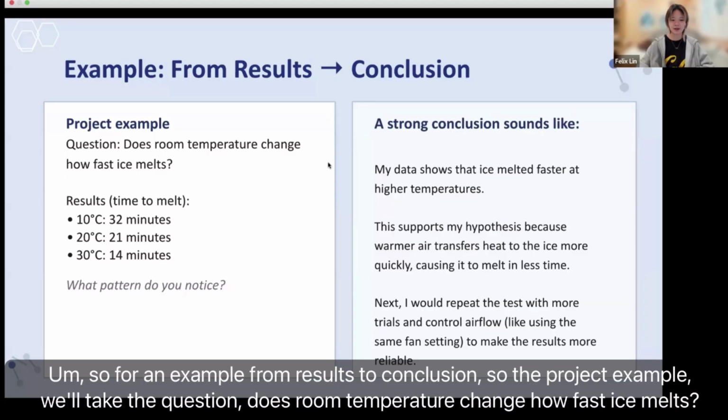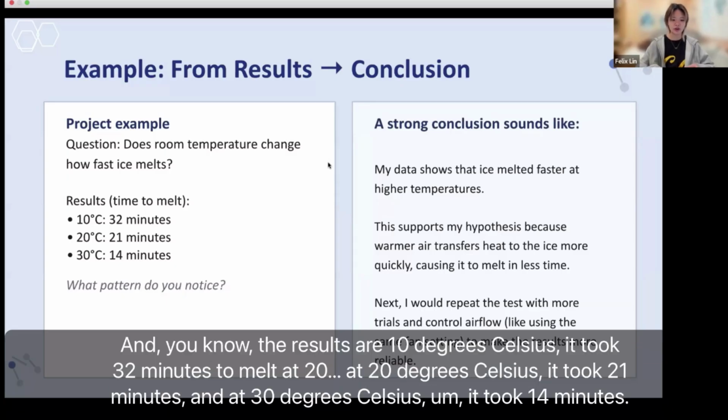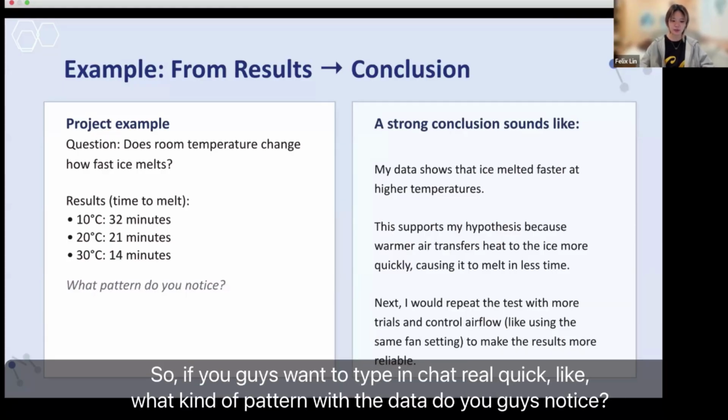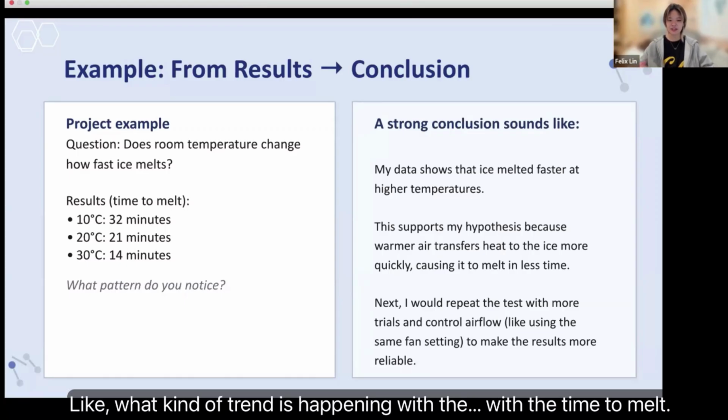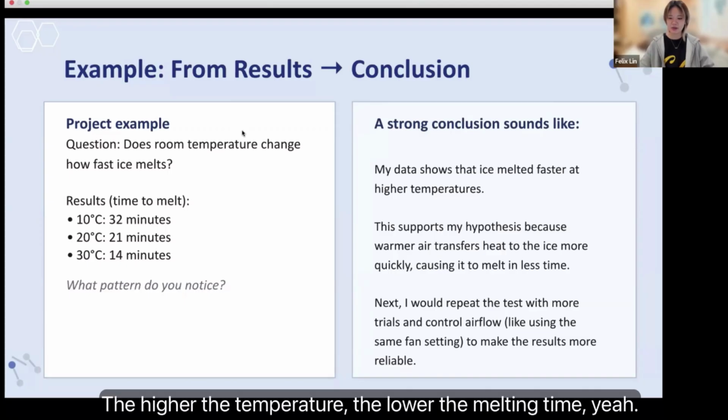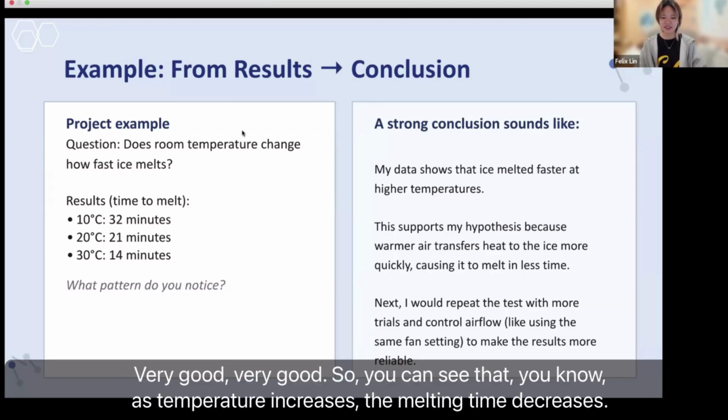does room temperature change how fast ice melts? The results are: at 10 degrees Celsius, it took 32 minutes to melt. At 20 degrees Celsius, it took 21 minutes. And at 30 degrees Celsius, it took 14 minutes. If you want to type in chat real quick, what kind of pattern do you notice with the data? What kind of trend is happening with the time to melt? The higher the temperature, the lower the melting time? Yeah, very good.